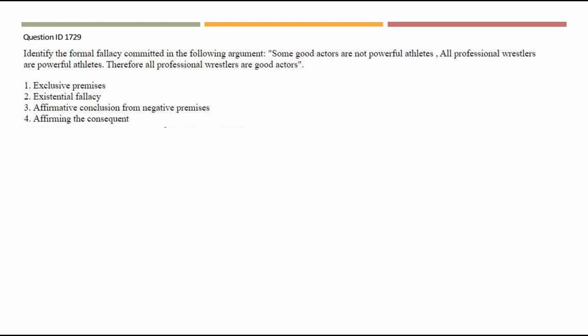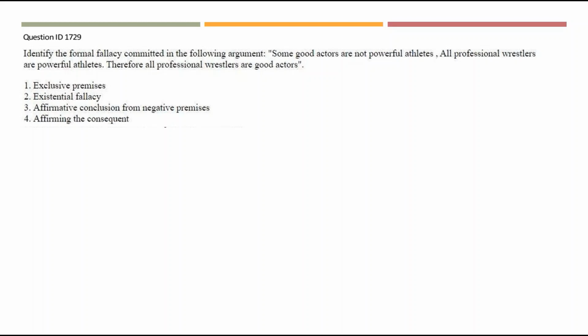Identify the formal fallacy committed in the following argument. Some good actors are not powerful athletes. All professional wrestlers are powerful athletes. Therefore, all professional wrestlers are good actors.